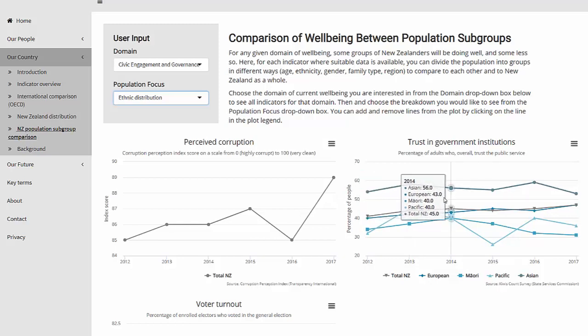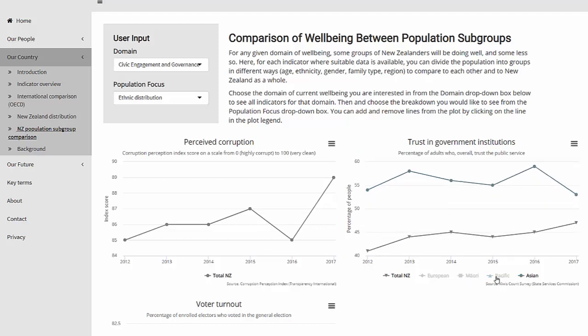Multi-line graphs are line graphs that include more than one data series. By including them all on the same graph, it's possible to compare between the categories. You can add, remove, or isolate certain categories by clicking on them in the key at the bottom of the graph.